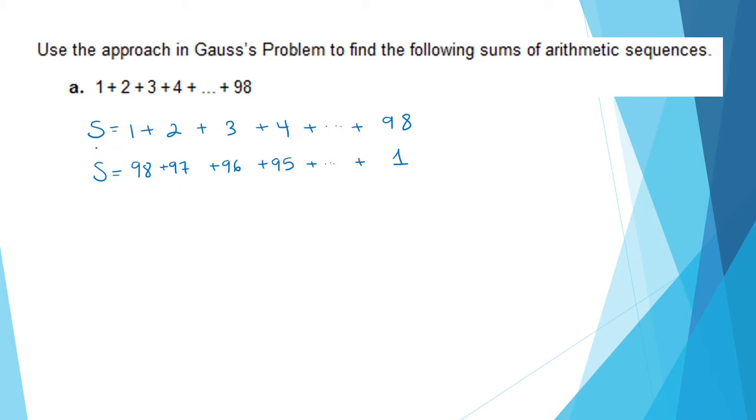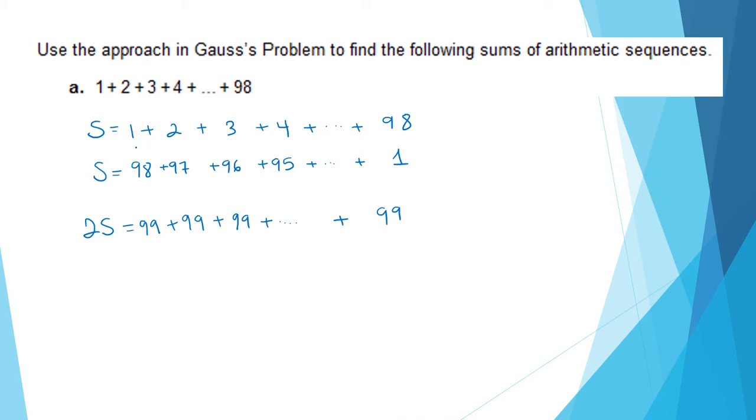Now we can add both of these together, so this gives us 2S equals, and in this case we have 1 plus 98, I know that's going to be 99. 2 plus 97, that's also 99, so you can see there's a pattern. 3 plus 96 is 99, and that's going to go down all the way till the end. All of these are 99s. Now the question is, how many 99s are there?